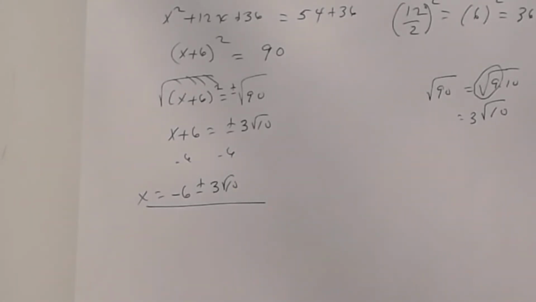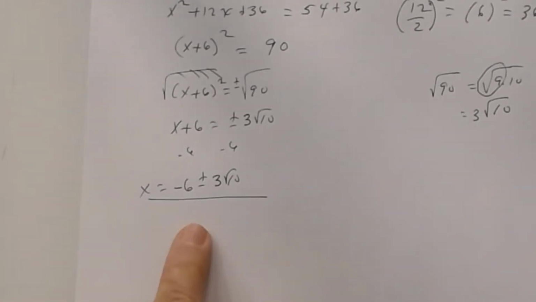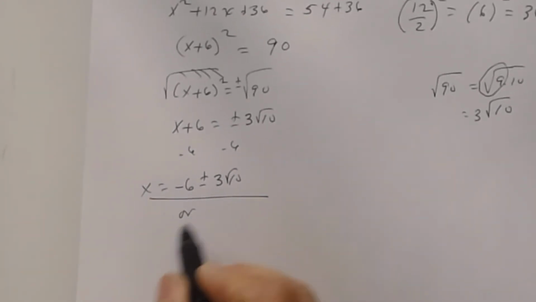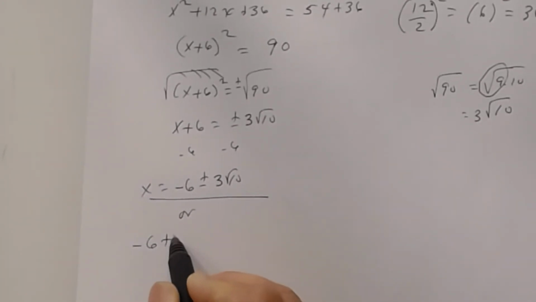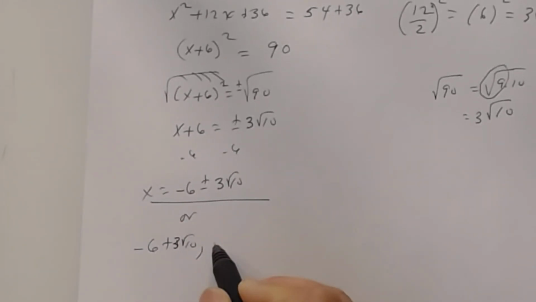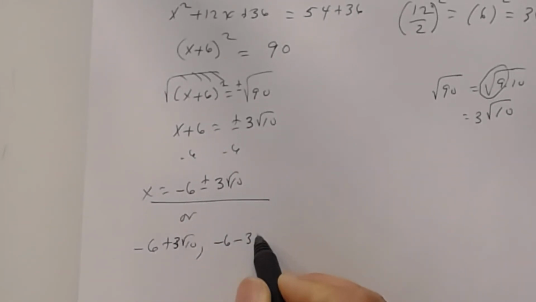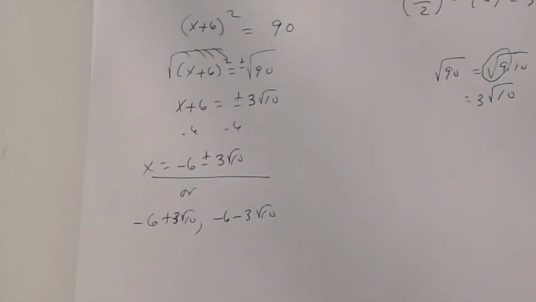Now, if you want to, how many solutions are there though? When I write this, it's really saying how many solutions? 2. So if you want, you can write it as negative 6 plus 3 square root of 10. And what's the other? Minus 3 square root of 10. Okay. All right.